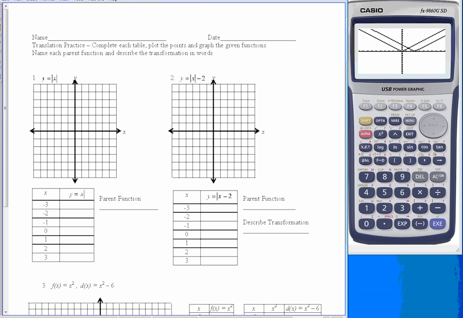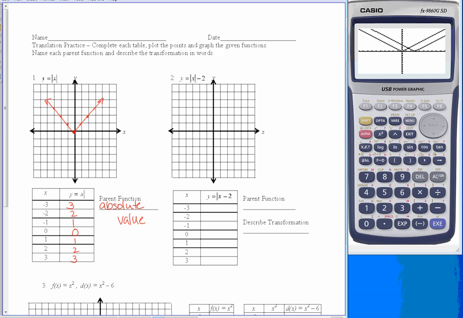Okay, so here's a little translations practice. We start out, number one asks you to graph the absolute value of x, which we should be pretty comfortable by now graphing. It's just our V shape. If we wanted to fill in the table, the absolute value of 0 is 0, 1 is 1, 2 is 2, 3 is 3, and the negatives all just turn positive. The parent function is called, in words, the absolute value. You do need to know those words written out, not just with the symbols.